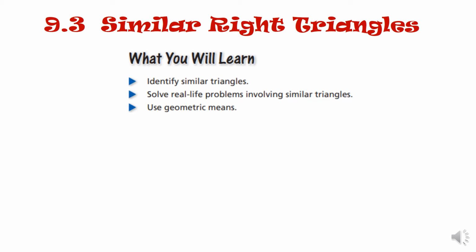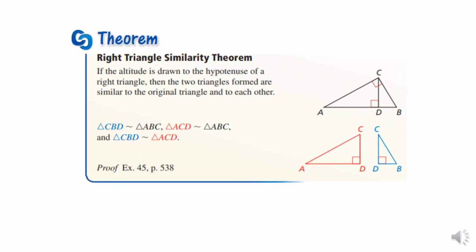Okay, today in IM2 we're going to talk about similar right triangles. So here we go. You'll notice that they have a right triangle similarity theorem. If an altitude is drawn to the hypotenuse of a right triangle, then the two triangles formed are similar to the original triangle and to each other.